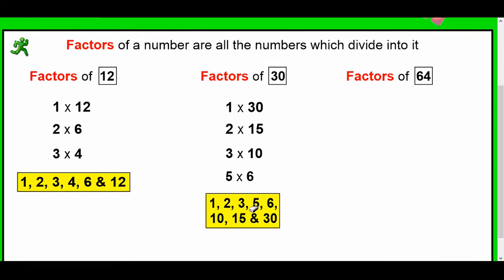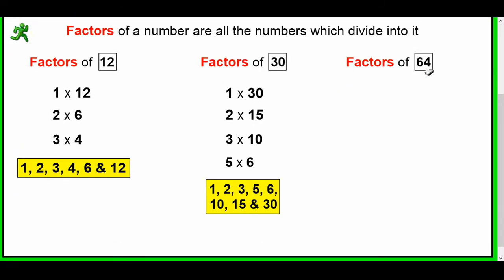Okay, last one we'll look at is 64. It's quite a big number, so let's start again with 1. 1 times 64. 2 is an even number, so 2 times 32. Division by 3. If you watched one of my last videos, there's an easy way to work out if something divides by 3 or not. Add the separate digits, so 6 add 4 makes 10, and if the answer divides by 3, then so does the number, so that's not going to divide by 3.